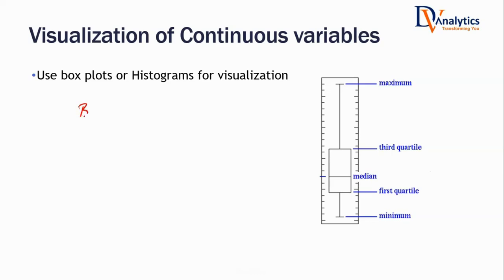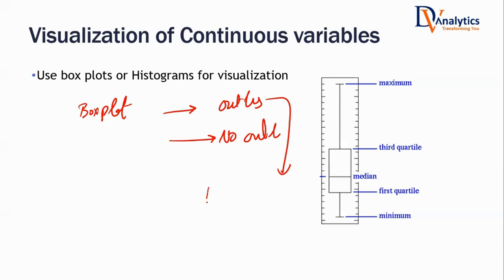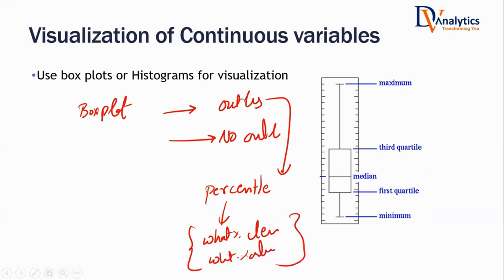So here is the approach. You look at the box plot. You will get to know whether there are any outliers or no outliers. If there are outliers, what would you do? You look at the percentile distribution and find out exactly what percent of the data is clean, what percent are outliers. Do you know how to drill down? Yes, sir. We have already seen that.